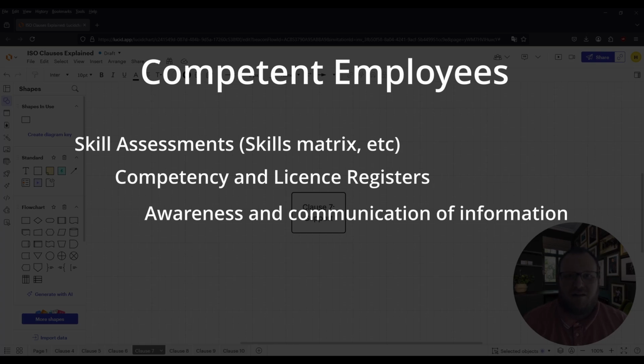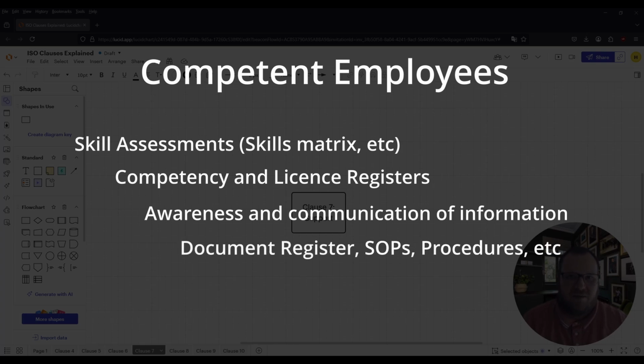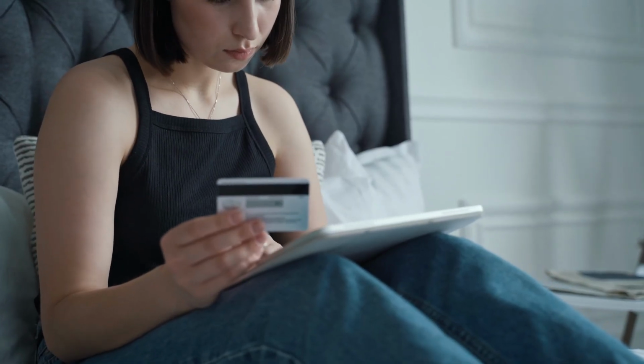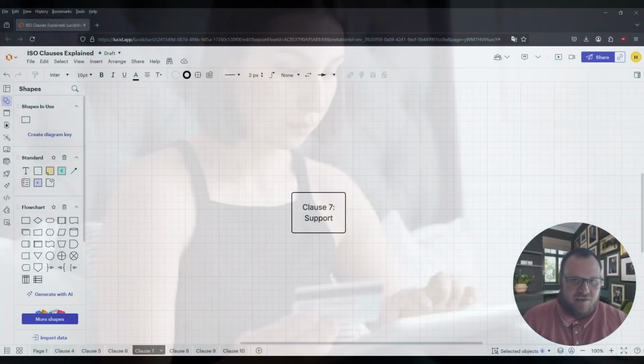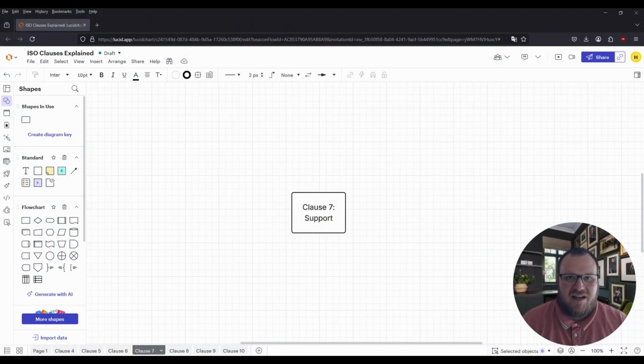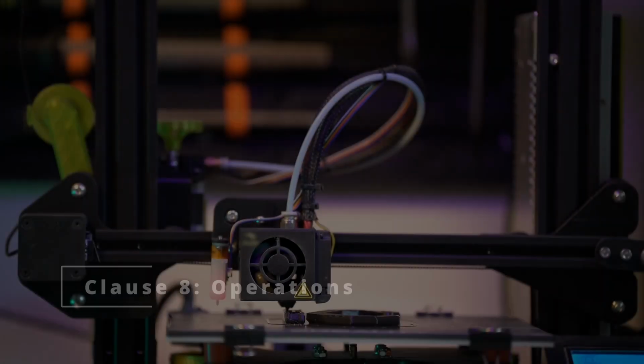So this is where we start to begin document registers, and this is the place where we start to have SOPs or standard procedures. A big part of the considerations here is that we need to assess and provide the adequate resources. We need to maintain training records and assess their effectiveness. We also need to establish some communication strategies to ensure that we're communicating the right information. And then we also need to control and maintain our documented information with procedures and records.